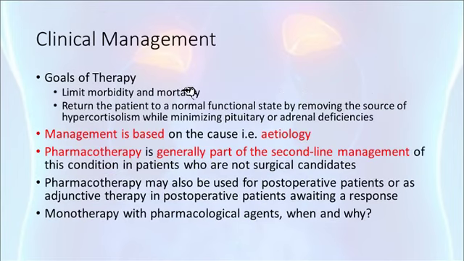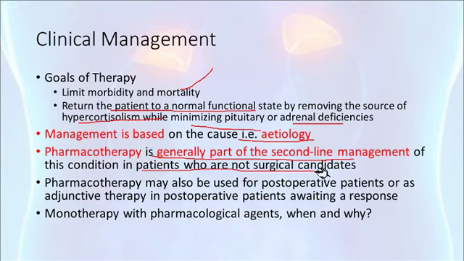The goals of therapy are, of course, to limit morbidity and mortality and return patients to a normal functional state by removing the source of the hypercortisolism while minimizing pituitary and adrenal deficiencies. Management is generally based on the etiology. Pharmacotherapy is generally part of the second line management of this condition in patients who are not surgical candidates. Pharmacotherapy may be used post-operatively for certain patients or as an adjunctive therapy in post-operative patients who are waiting for a response, right?